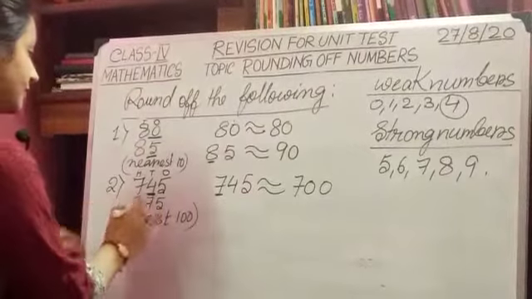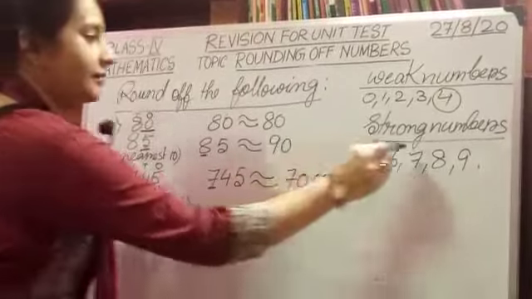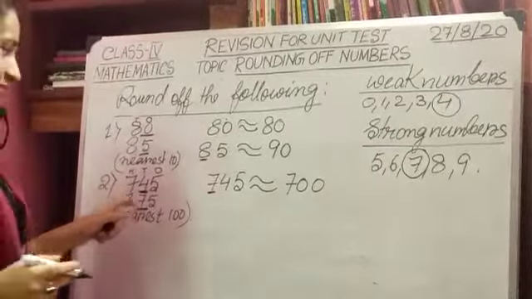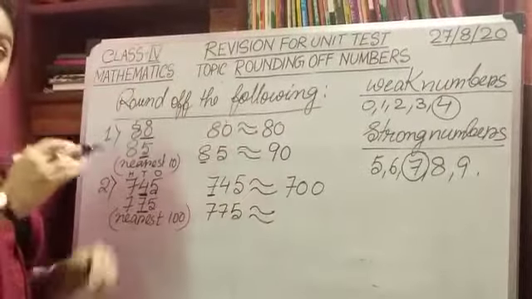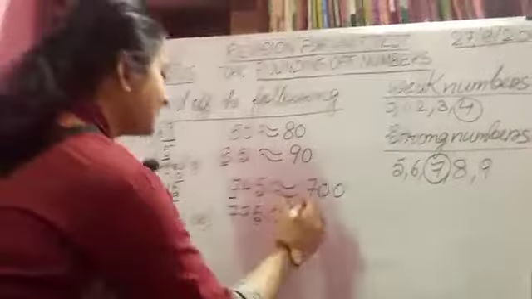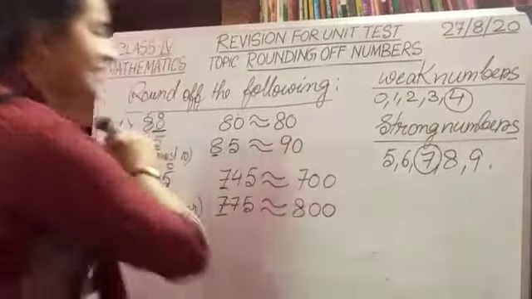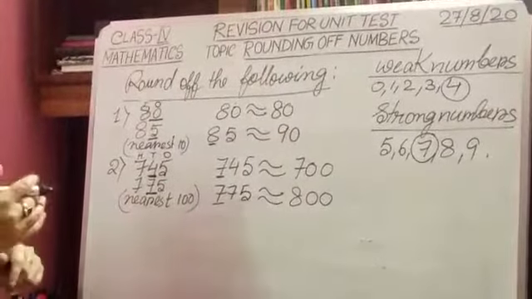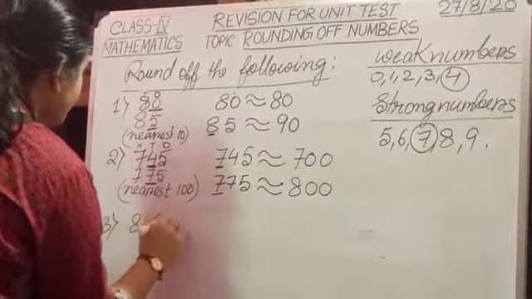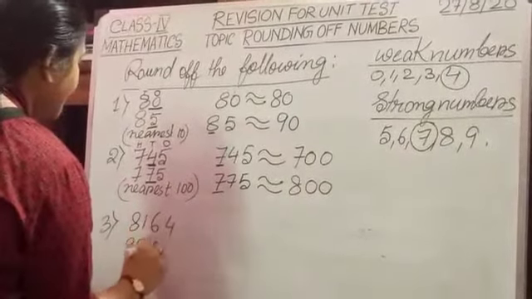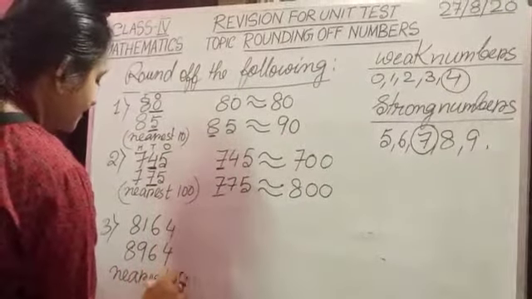Right, children? Now the next number. The number in the tens column is a strong number, right? So this number will be rounded off to the next, that is greater hundreds. That means you add 1 with this and it will be 800. Similarly, for thousands, let us take one number. Let us take 8164 and 8964, and you have to round them off to their nearest 1000.